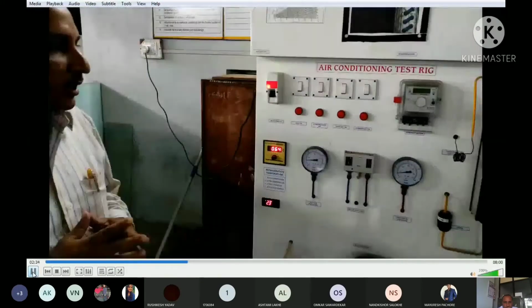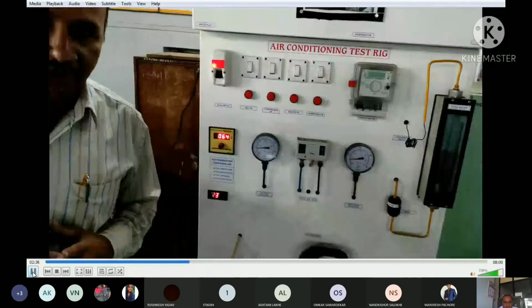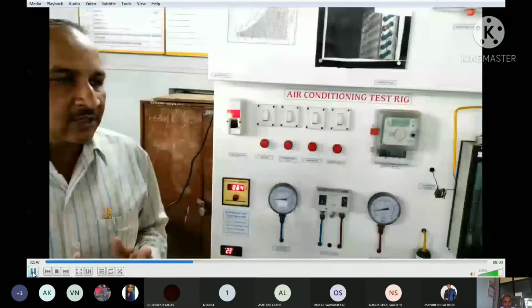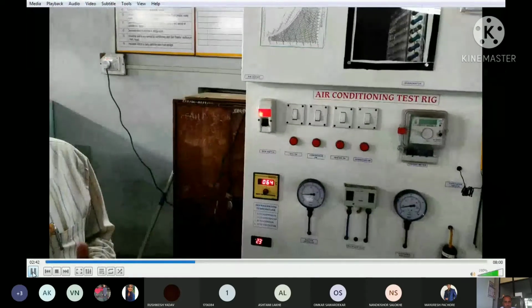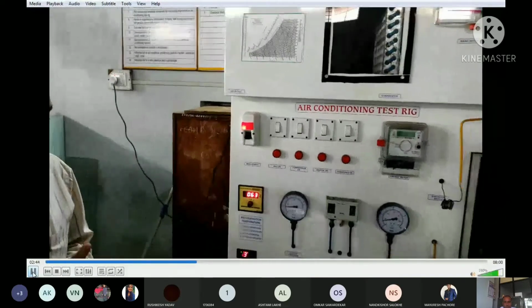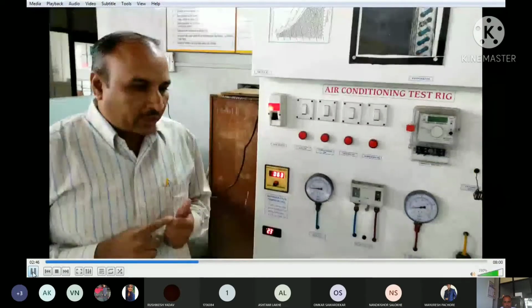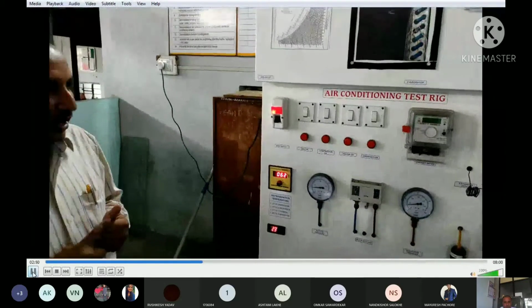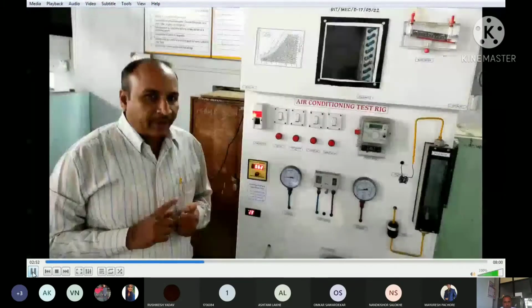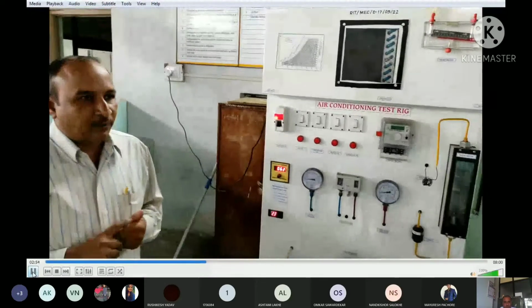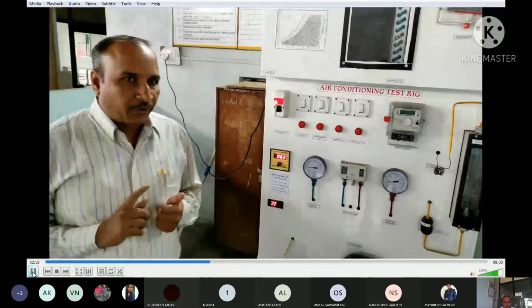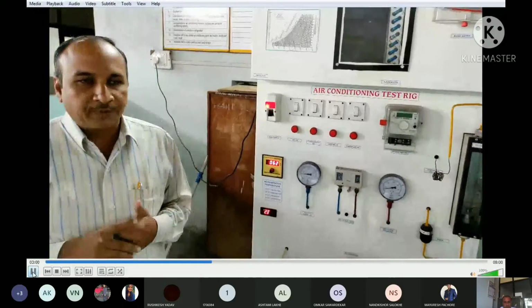But before going over there, let us understand what is air conditioning. Air conditioning is defined as the simultaneous control of temperature, humidity, quality of air, flow rate of air, and likewise. This is called air conditioning. Then what is psychrometry? Psychrometry is the study of properties of moist air.